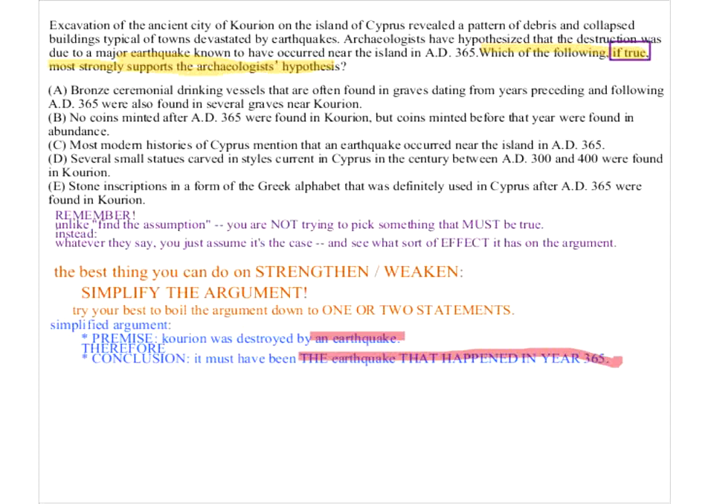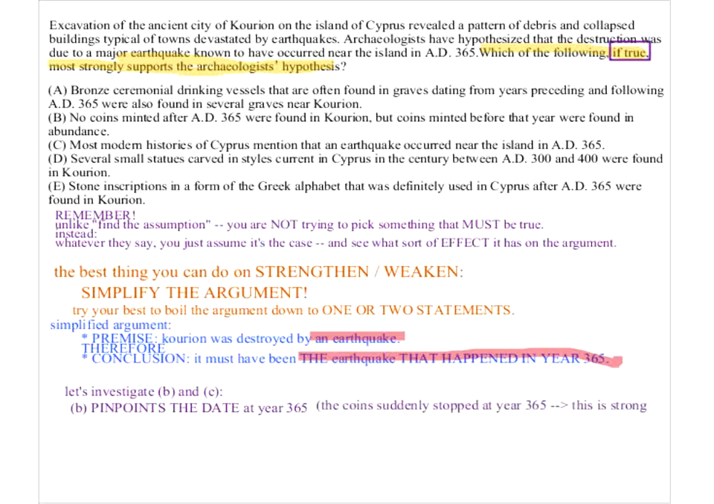So, to strengthen this, let's see how these things affect it. The most popular, almost all of you picked either B or C. So let's investigate B and C. B pinpoints the date at year 365. Because this says there were tons of coins from before 365 and there were no coins at all after 365. Basically the coins suddenly stopped at year 365. This is strong evidence that something cataclysmic happened in exactly year 365. That's a strengthener.